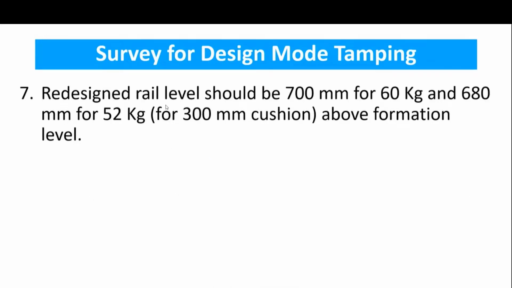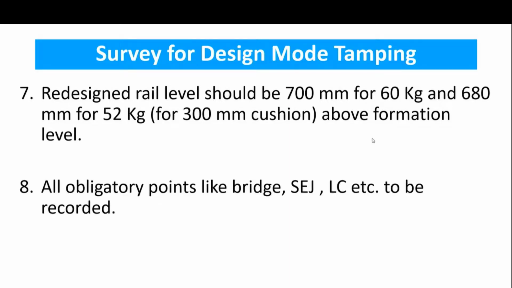Then we have to redesign the rail level, keeping in mind the cess level to rail level distance of 700 millimeter for 60 kg rails and 680 for 52 kg rails above the formation level.